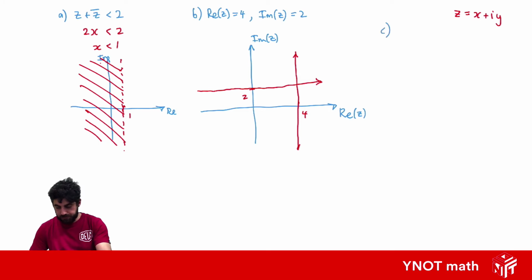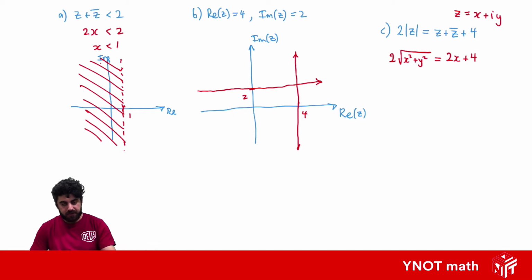Let's look at 2 times the modulus of z equals z plus the conjugate of z plus 4. And we want to sketch this out. So we know the modulus of z equals the square root of x squared plus y squared. And we've already seen that z plus the conjugate of z equals 2x, and we get plus 4.